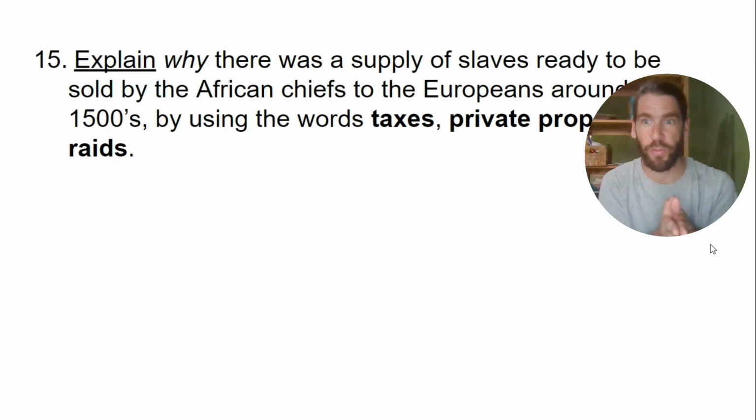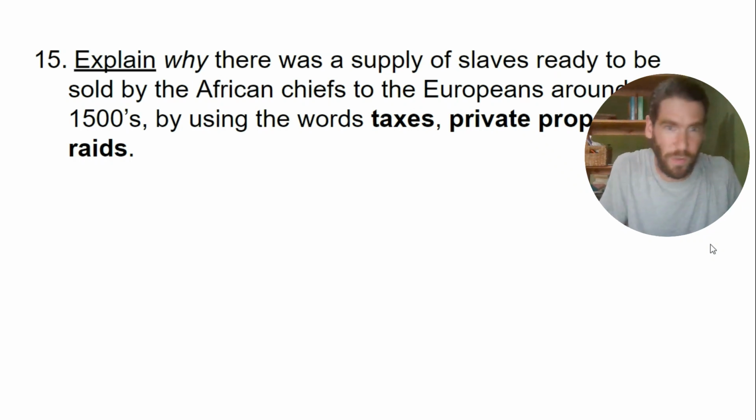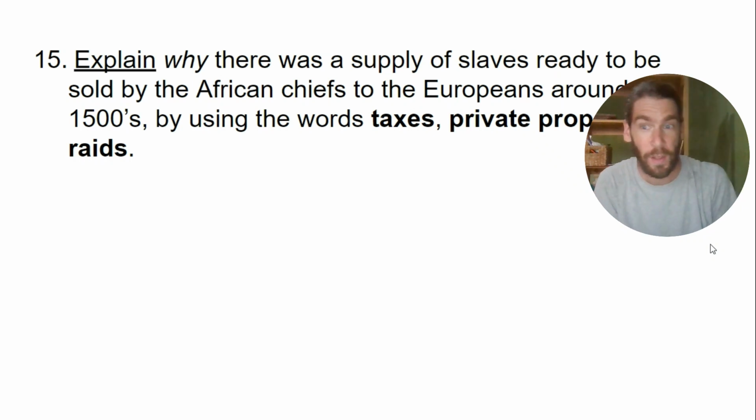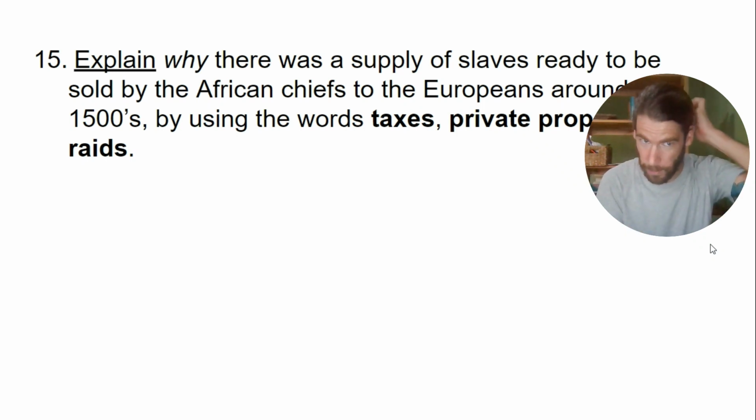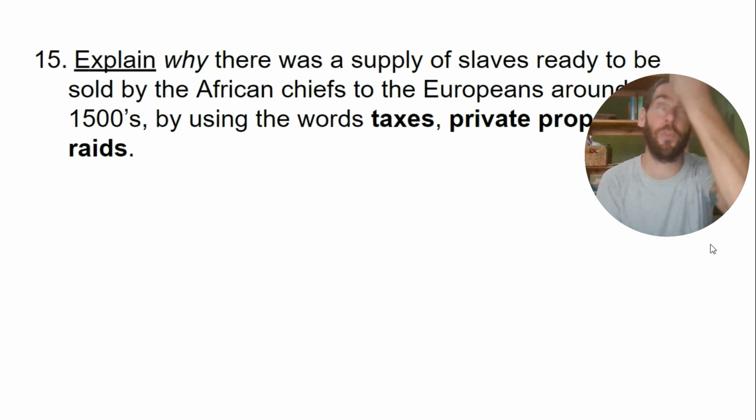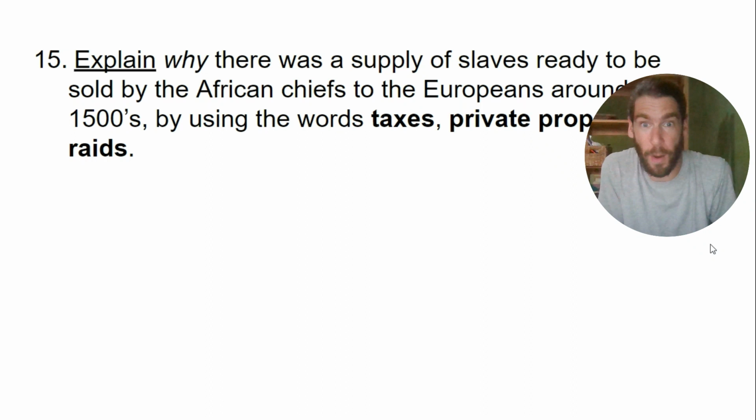Yeah? And the question is: explain why there was a supply of slaves ready to be sold by the African chiefs to Europeans around the 1500s. So 1510, 1550, 1570, by using the words taxes, private property, and raids. Taxes is what people in the country pay to their ruler. Private property is the things you own privately.